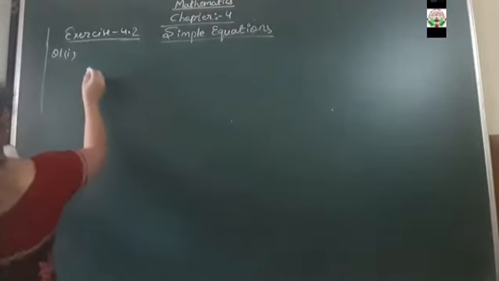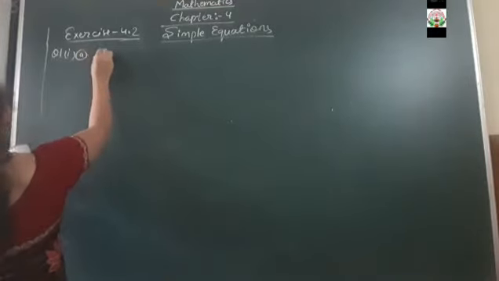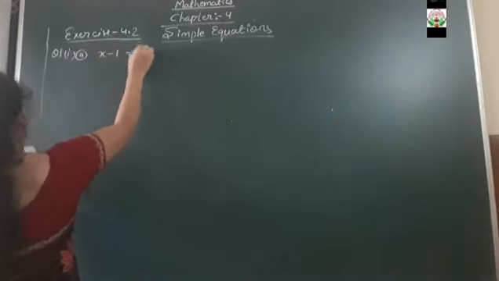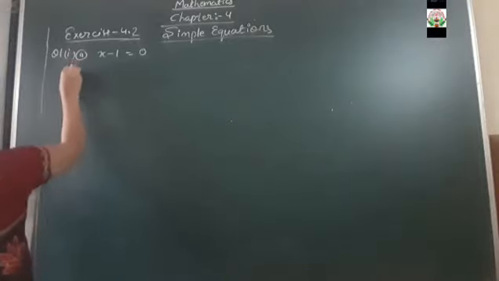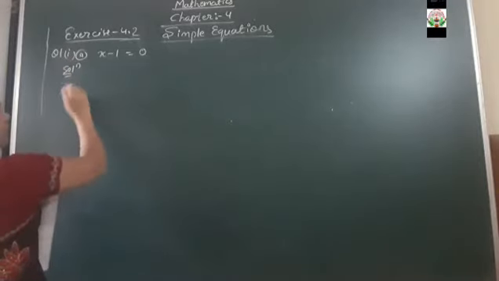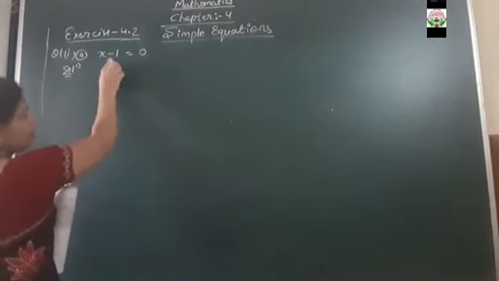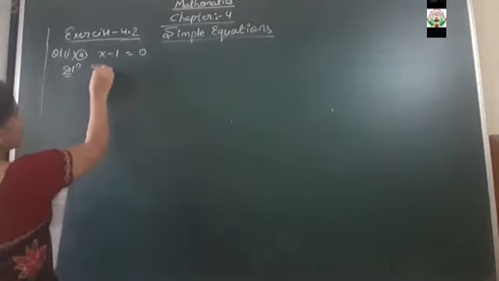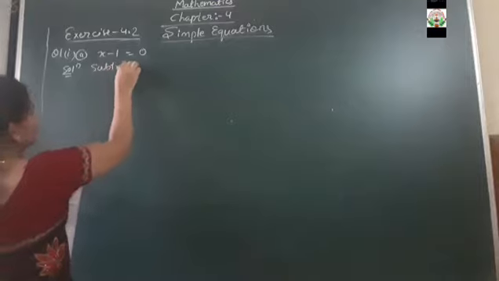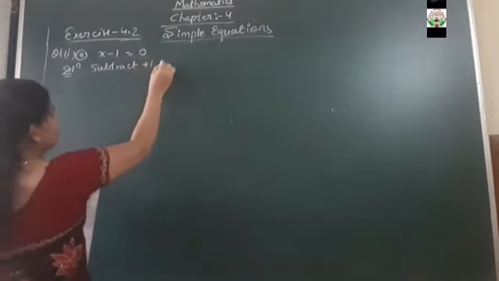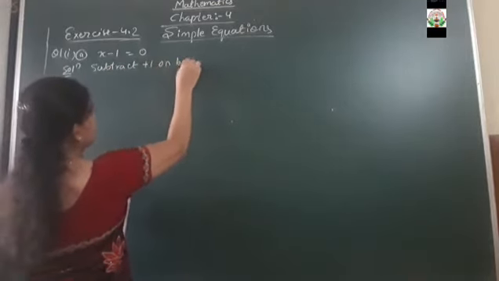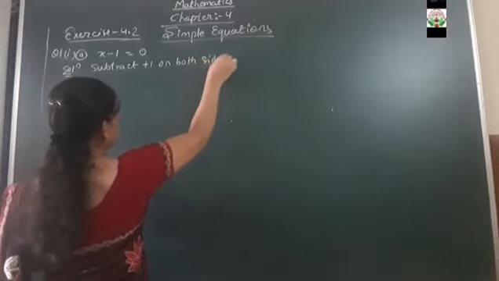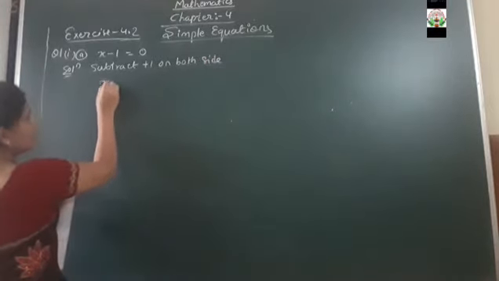Okay, understood? So the first part A question is x minus 1 is equal to 0. Okay, so solution. What is the first step we are going to do? We have to remove minus 1, isn't it? So add plus 1 on both sides. Why are we taking this step? Because it is asked in the question.